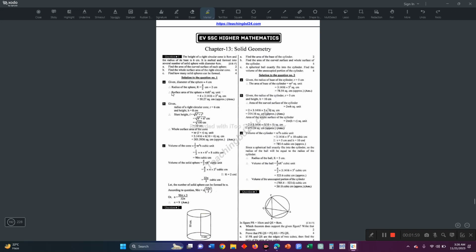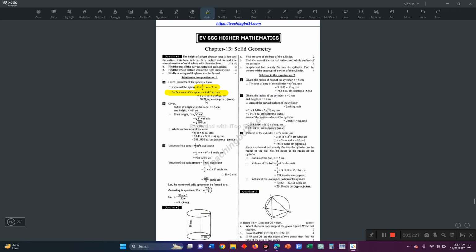So that has been done here. That is the surface area of the sphere, that is 4 pi r square. We have determined the value earlier, that r is equal to 4 by 2 centimeter, as 4 centimeter was the diameter. Now we have got the value for the surface area of the sphere, that is 4 pi r square, and that is 50.27 square centimeter approx.